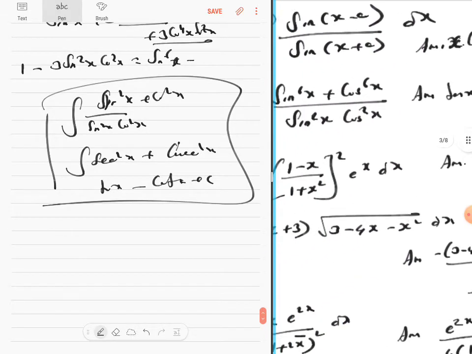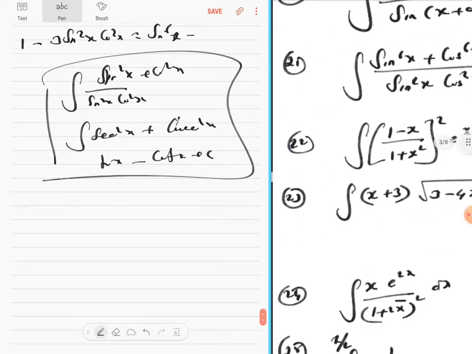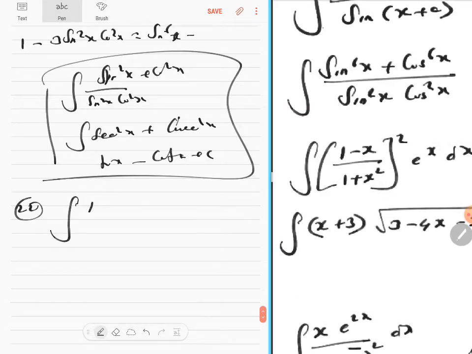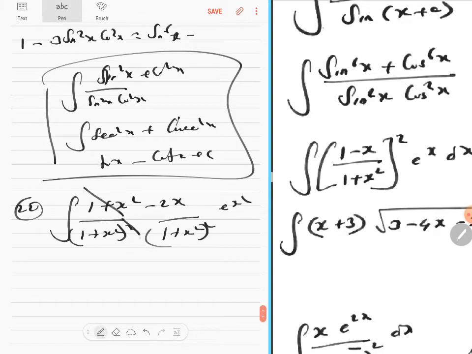Okay, so let's go to the next question. So let's go to the 22nd question. Integration of 1 minus x the whole square by 1 plus x. Let me expand it. 1 plus x square minus 2x by 1 plus x square the whole square, into e to the power x. So when you do that, this and the power get cancelled.